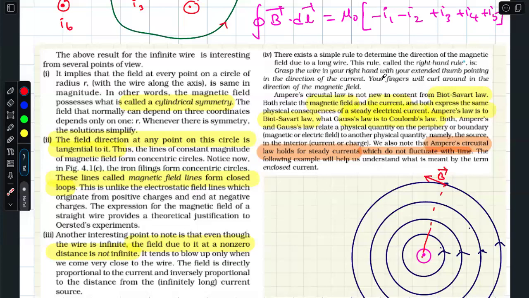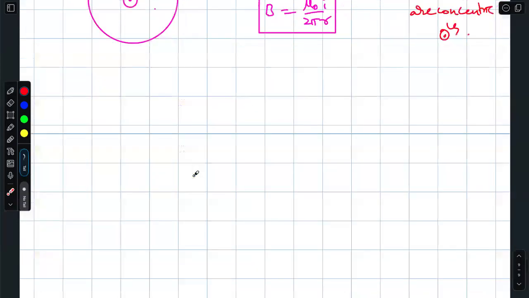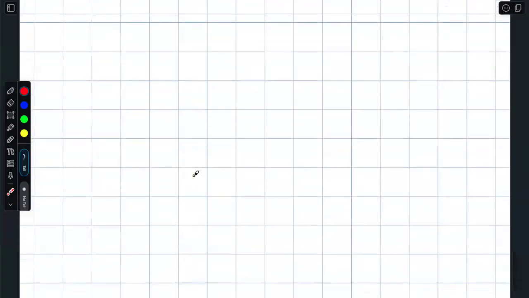So same thing here also. How Gauss law is for Coulomb's law, Ampere's law is also the same for Biot-Savart's law. Ampere circuit law strictly holds for steady currents only, which do not fluctuate with time. Remember, the reason I said all this is to highlight this point: Ampere circuit law strictly holds for steady currents. So that is the introduction to Ampere's law.